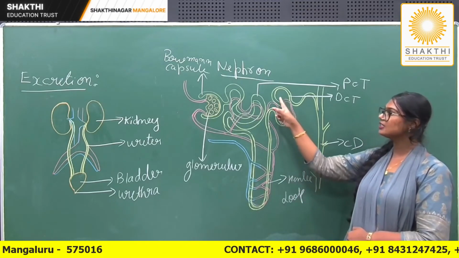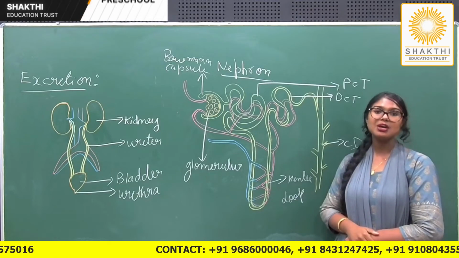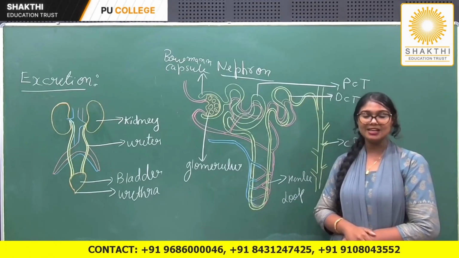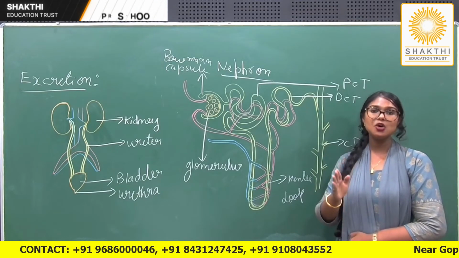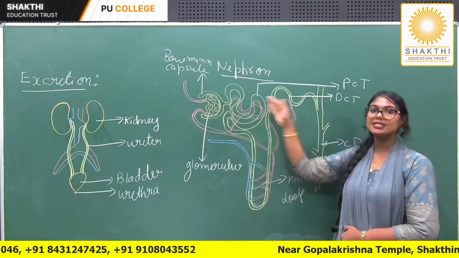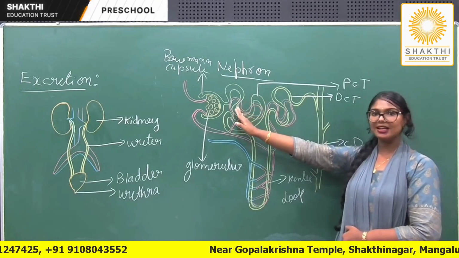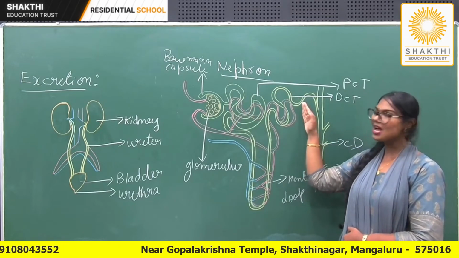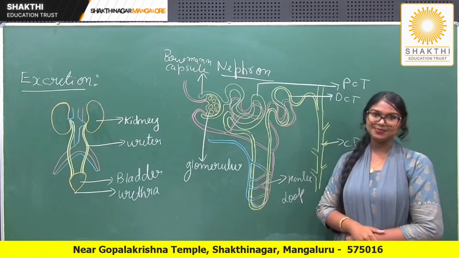Following the Henle's loop is another system of pipe which is called the DCT, which is nothing but distal convoluted tubule. Now proximal means nearer, distal means far away. This is nearer, hence PCT. This is far away, hence DCT.